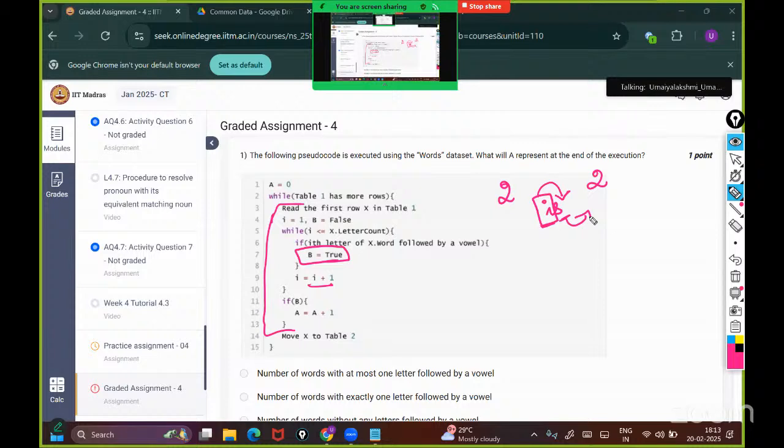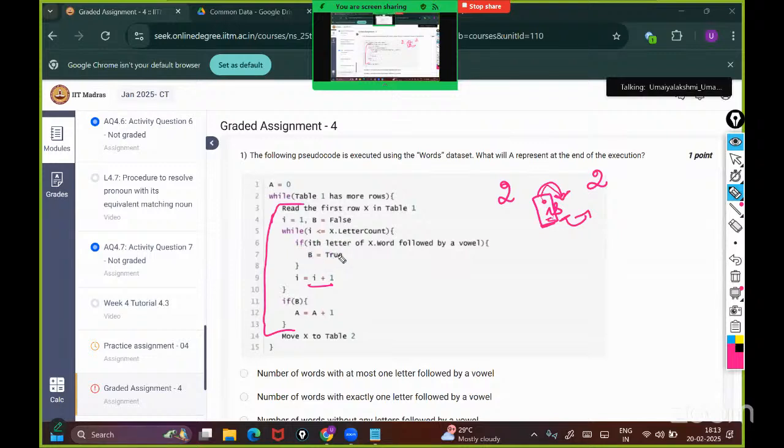But there are only 2 elements, right? So it cannot be a vowel, so it is not true. In this case, it will not give us true because I is a vowel, but what follows it is not a vowel. So B is still false only.